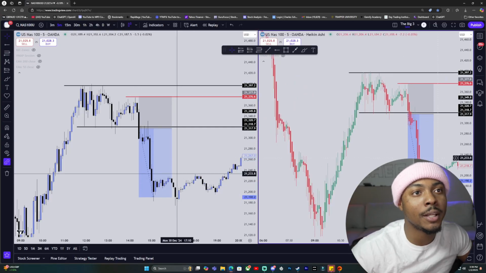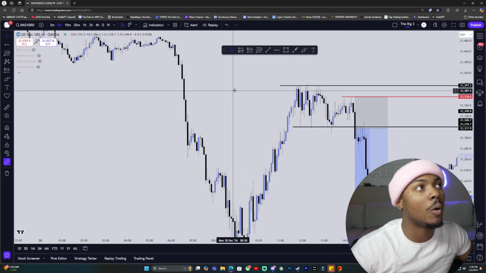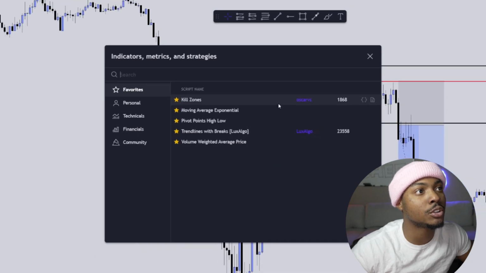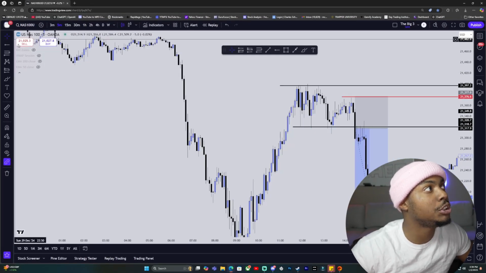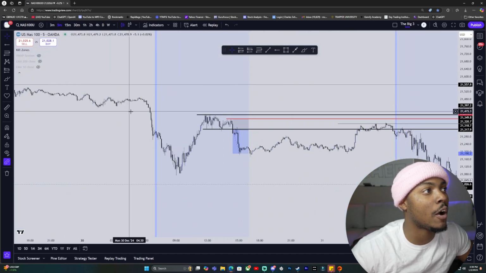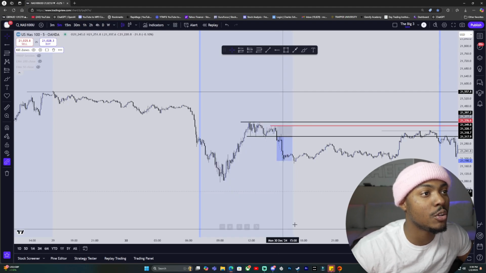You're going to be able to get opportunities like this each and every day. As a matter of fact, let me just show you. Head up to indicators right here, hit indicators, and turn on Kill Zones by Oscar VS. Once you turn that on, you're going to be able to identify which market is which. I have my Oscar VS set up to only show me the New York session, which is going to be the top 2. Then you hit OK.